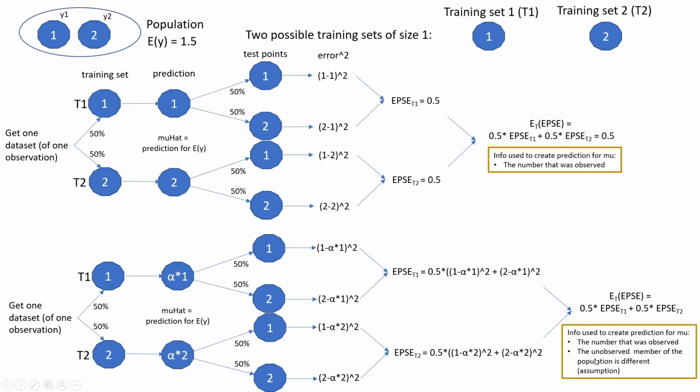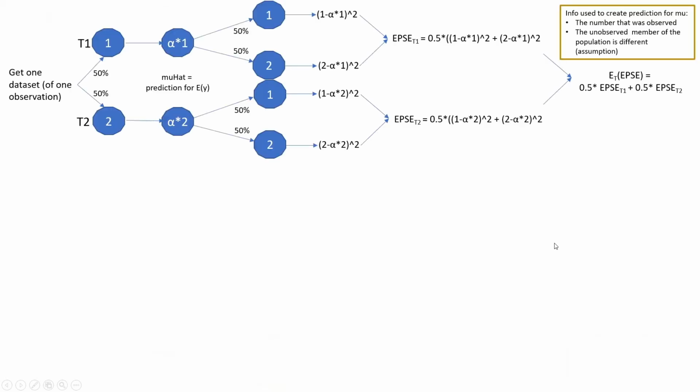Here we use another piece of information. The number that was observed, but also we assume that the unobserved member of the population, so what we don't observe, the other side of the coin, is different from the current one. So we just assume that y's are not constant, which in statistics is always the case. So if we observe 1 and we assume that on the other side is not 1, we already have extra information, and alpha will happen not to be 1. Let's see how this goes.